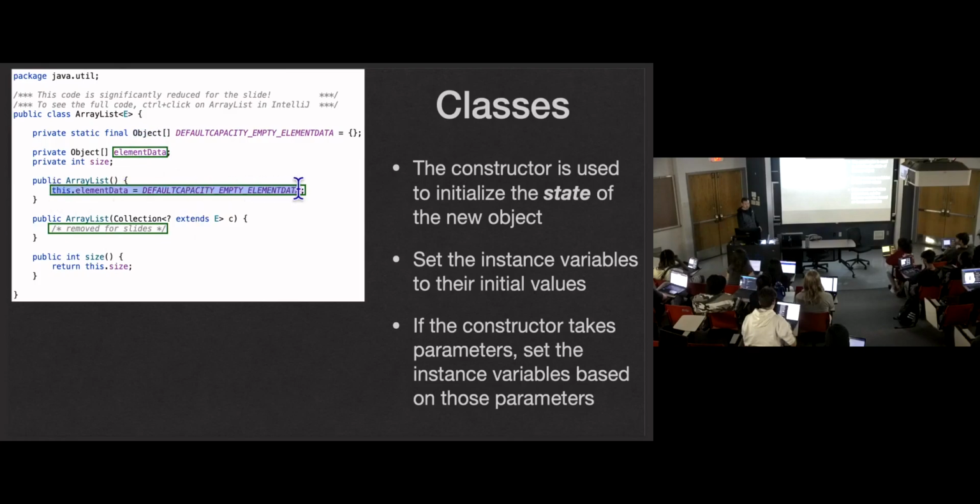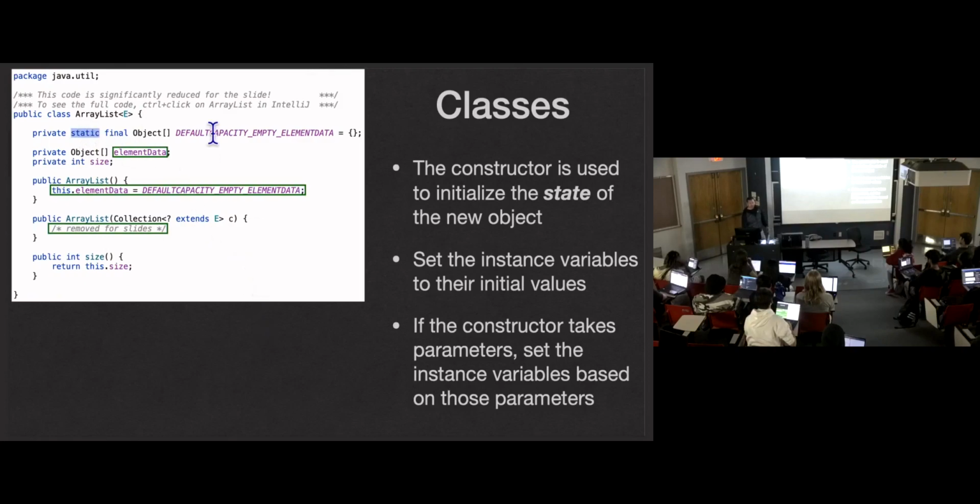Our default constructor, I said I'd add this line, it's a one-line constructor. It's going to initialize that element data. Element data is an array of objects. That's where all of your stuff is going to be, your elements of your array list. And we're going to initialize that. If you don't give it any values, it's going to be initialized to this default empty data structure, or an empty array, just an array with no values in it.